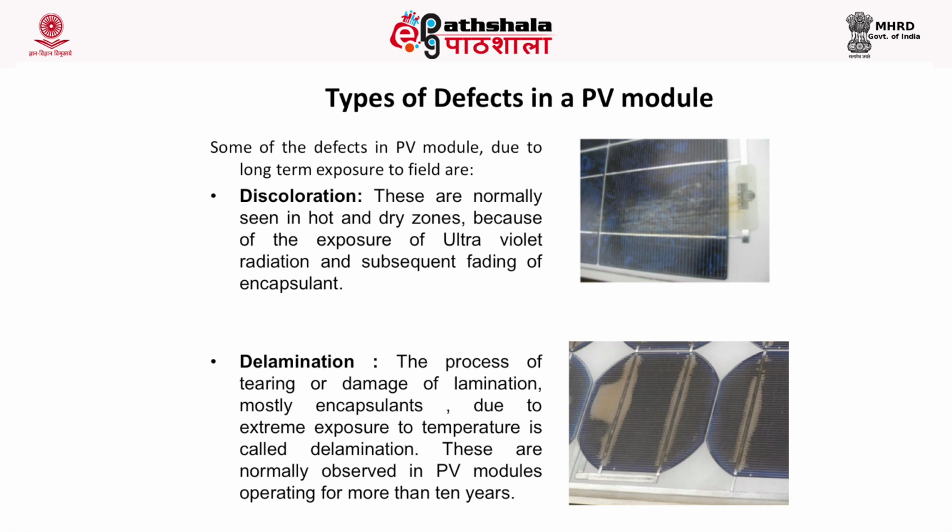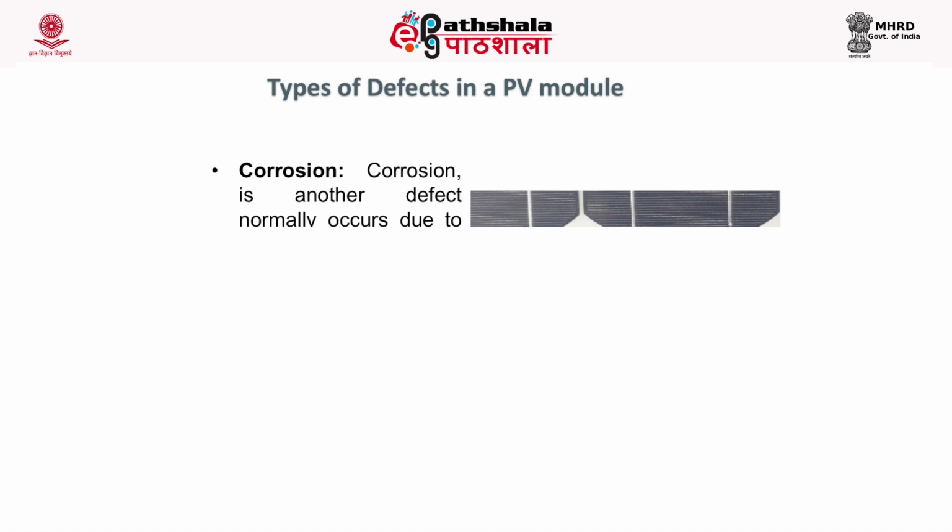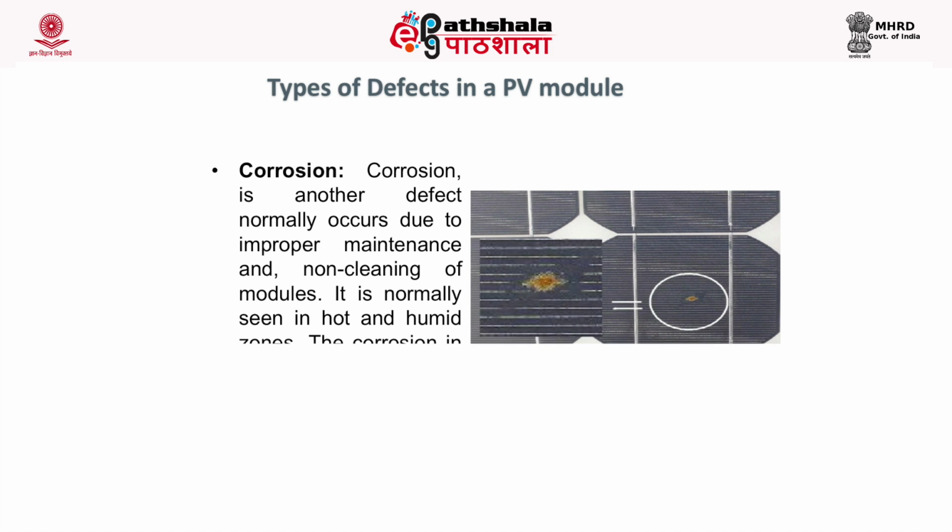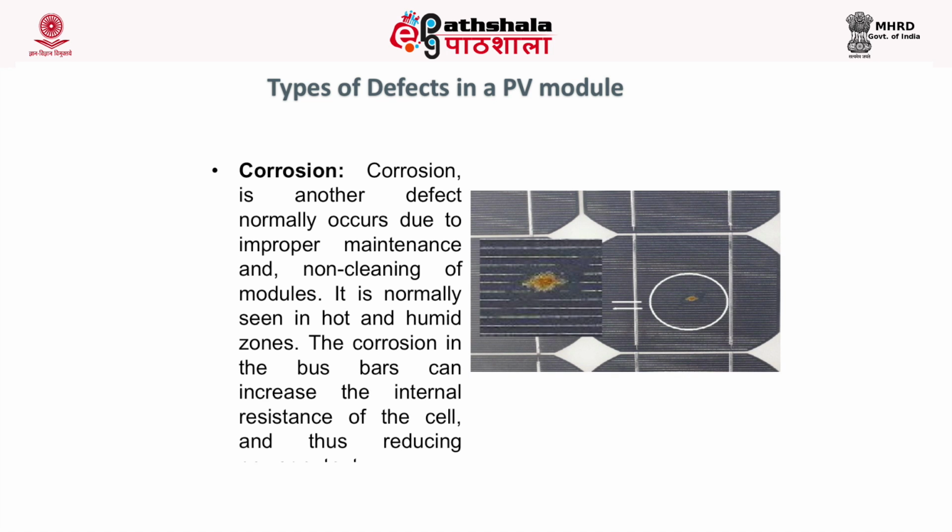Another defect is delamination. It is a process of tearing or damage of lamination, mostly the encapsulant, due to extreme exposure to temperature, and these are normally observed in PV modules operating for more than 10 years. Another defect is corrosion. It normally occurs due to improper maintenance and non-cleaning of modules. It is normally seen in hot and humid zones, and corrosion in the bus bars can increase the internal resistance of the cell and thus reduce the power output.